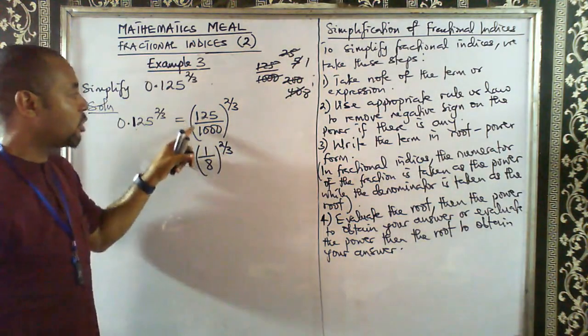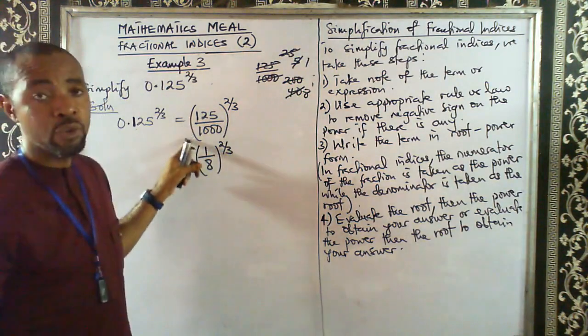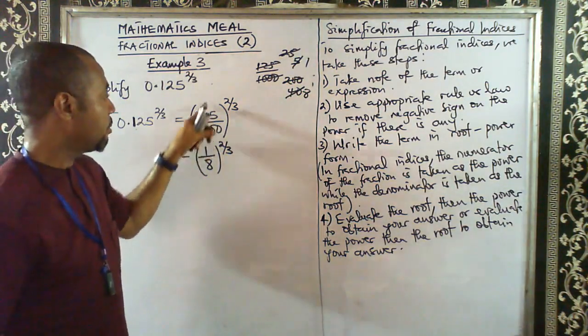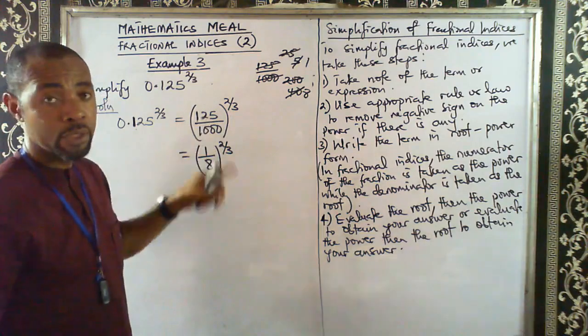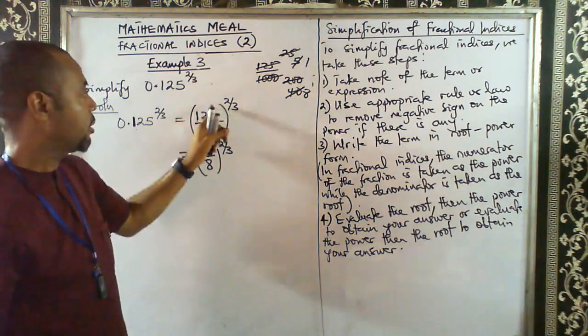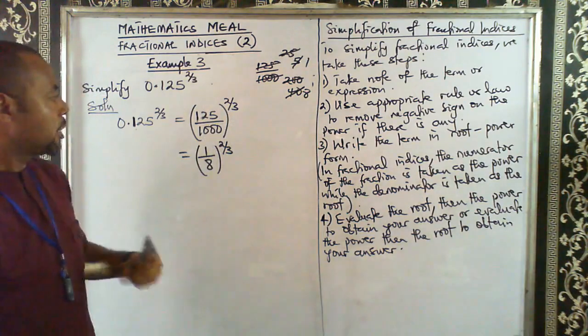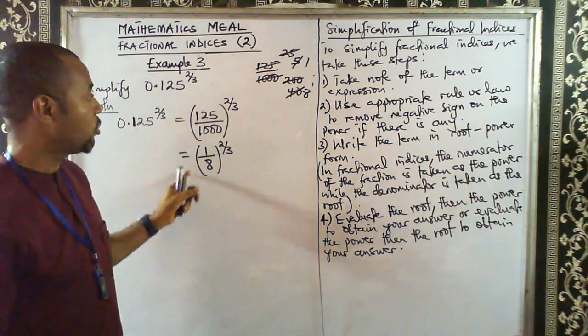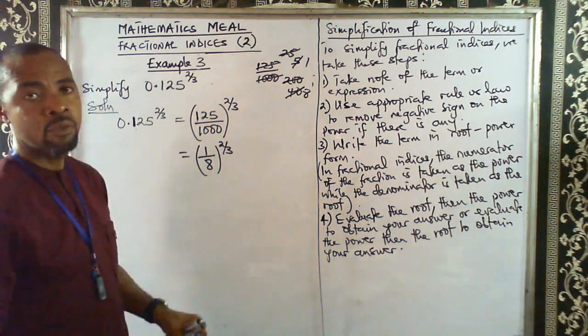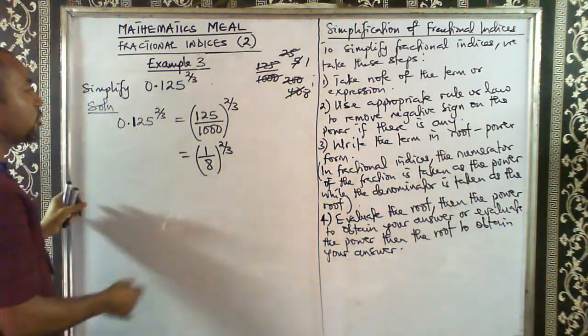But in a situation where you cannot reduce it to lowest term, you discover that maybe the numerator and the denominator don't have common factors, just like here they have common factors. But if the numerator and the denominator don't have common factors, what are you going to do? You evaluate without reducing to lowest term.